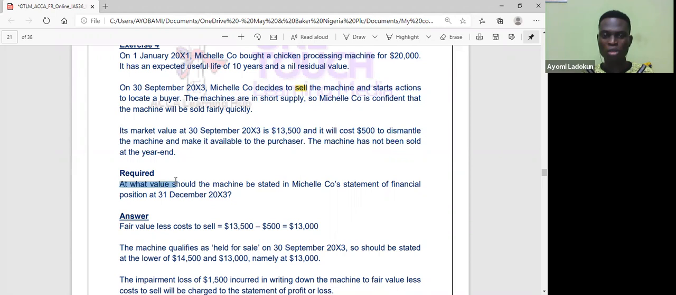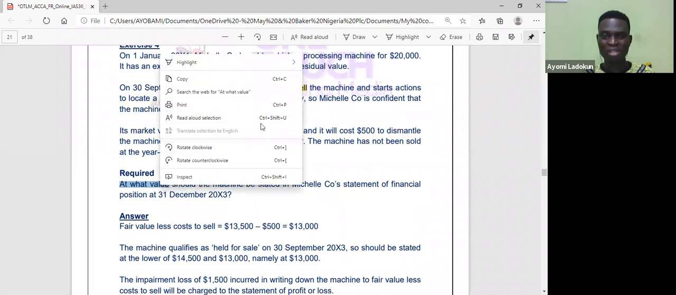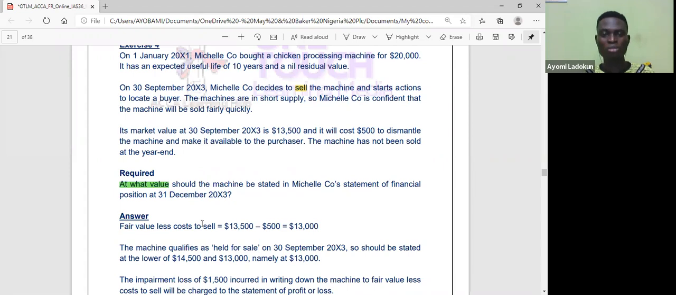Required at what value? Can you see? Value. It's not asking me for recognition criteria now. It's asking me the measurement criteria. At what value should the machine be stated in Mitchell Co. as at this date? So the conditions are met already. So how much? And I know in my head that assets held for sale are measured at the lower of their carrying amount and fair value less cost to sell.